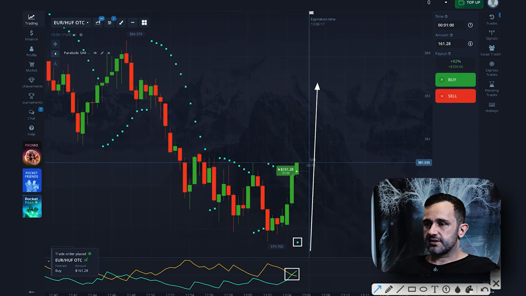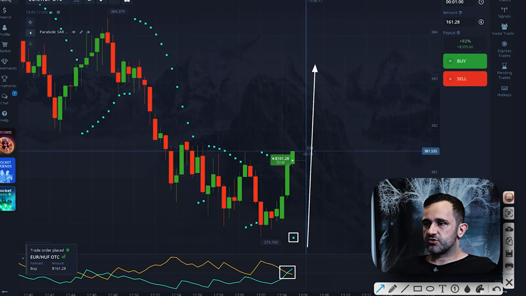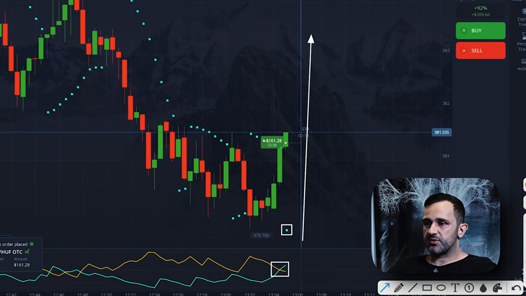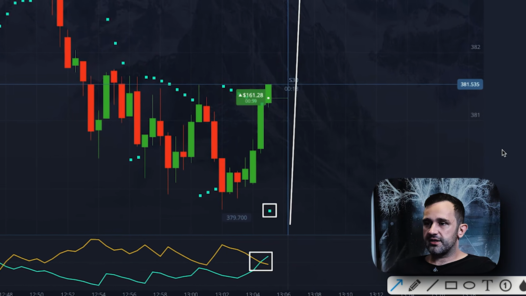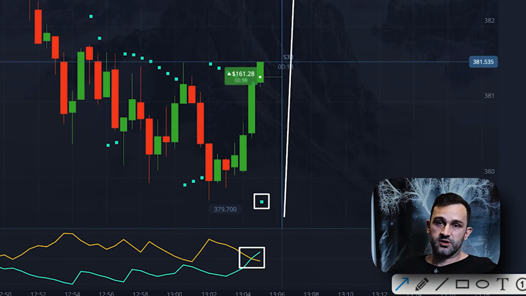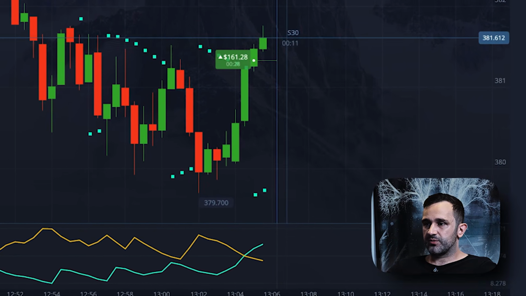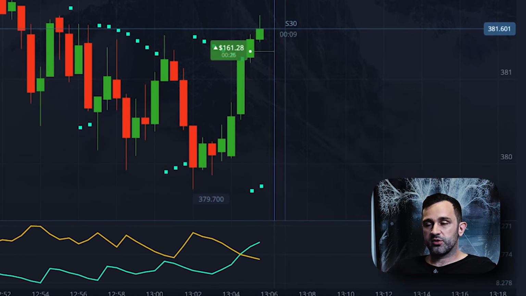Now, looking at the candlesticks. After several weak candles, a strong green candlestick appears and pushes the price sharply upward. So we have Parabolic SAR signals growth. ADX shows buyers are stronger than sellers. The candlestick confirmed the upward reversal with a strong bullish reaction.